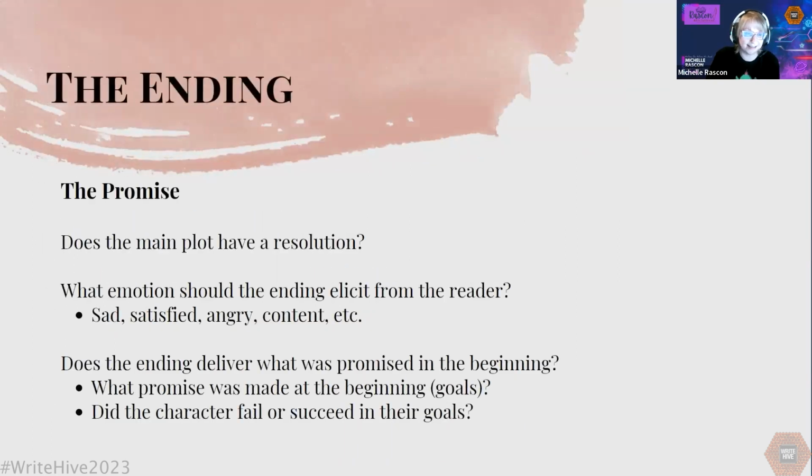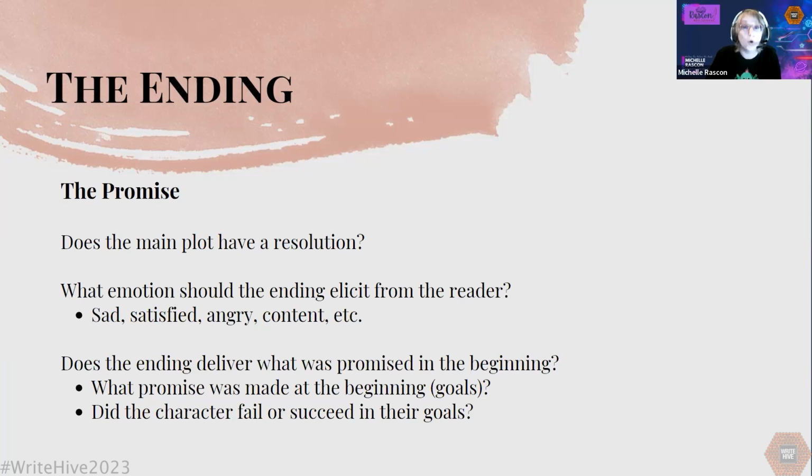We're on our last section for the edit letter, which is the ending. The ending is the promise, the thing that you promise the reader. Does the main plot have a resolution? What did you promise the reader when you started this story? Or if you don't want to think about the reader, what did your main character promise would happen by the end of this story? And did that happen?